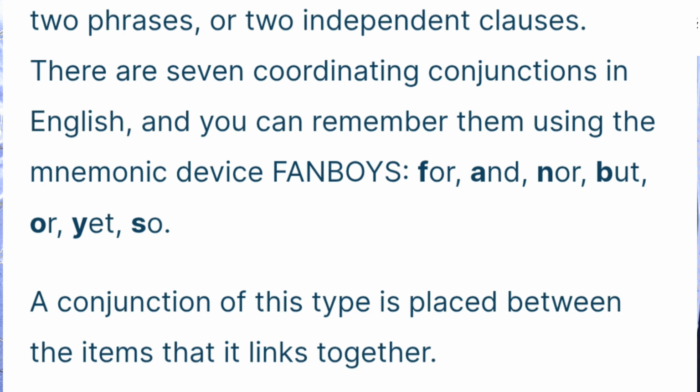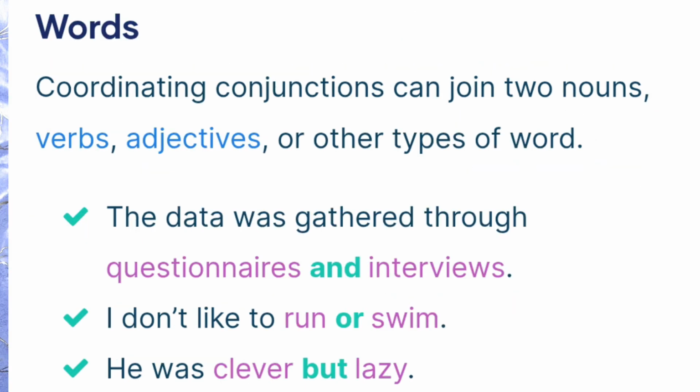A conjunction of this type is placed between the items that it links together. Coordinating conjunctions can join two nouns, verbs, adjectives, or other types of word. The data was gathered through questionnaires and interviews. I don't like to run or swim. He was clever but lazy.